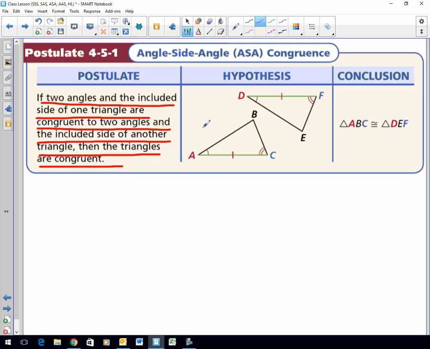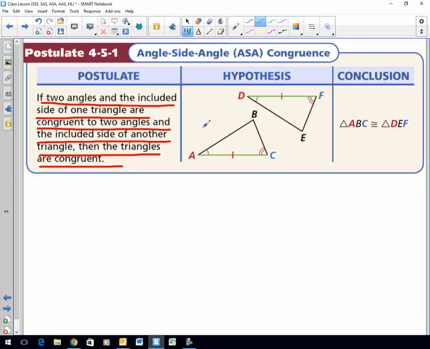What do you notice about side-angle-side and angle-side-angle? They both have A's. What else do they have? S's. Perfect. What else beyond that?